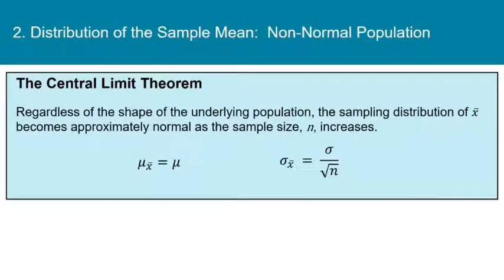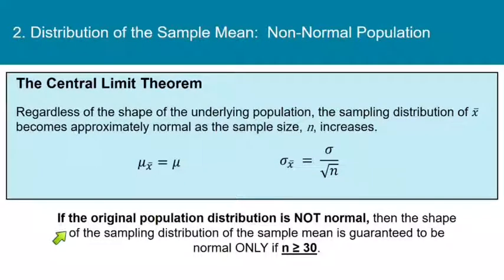I don't imagine it was that big of a surprise to you that the sampling distribution of x bar is normal when the underlying population is normal. But to find out that the sampling distribution of x bar is normal even when the underlying population is not normal, that is pretty amazing. Now notice that it says the sampling distribution of x bar becomes approximately normal as the sample size n increases. So now we have to ask, how big does n need to be in order for us to know for sure that the sampling distribution of x bar will be normal?